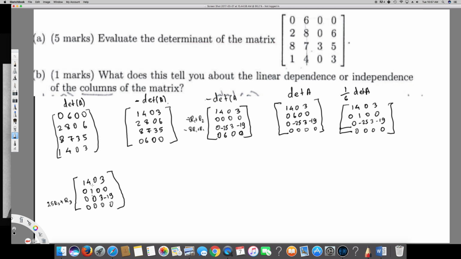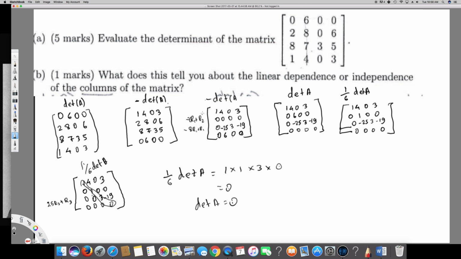So from now you can try to solve it. We have 1 1 3 0 right here. If I find the determinant, 1 over 6 determinant A is equal to 1 times 1 times 3 times 0. So this is going to be 0. Therefore, determinant A is going to be 0. So this is the answer for the first question. Evaluate the determinant. We have found it's 0.